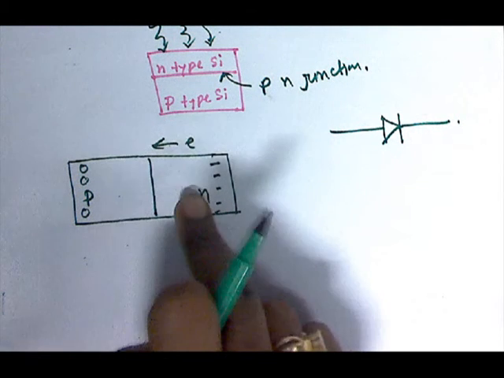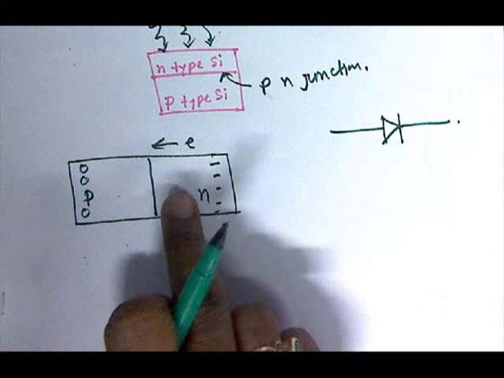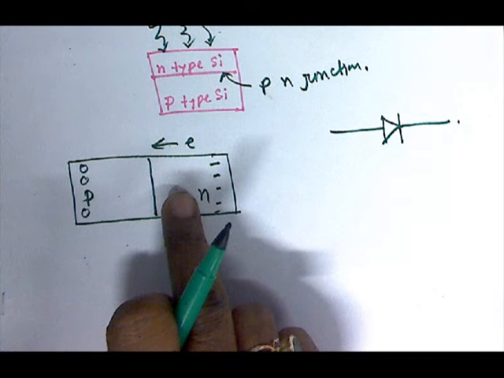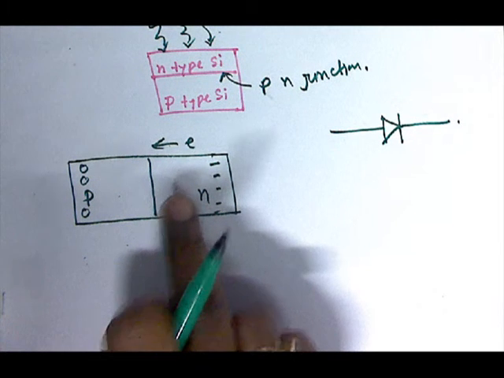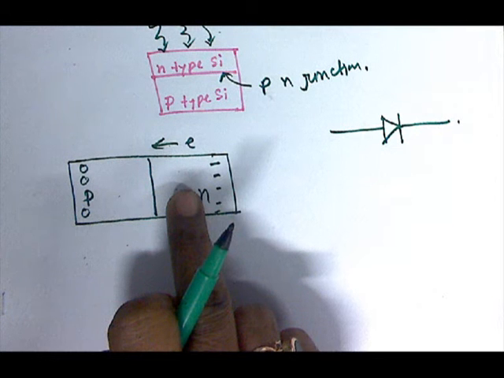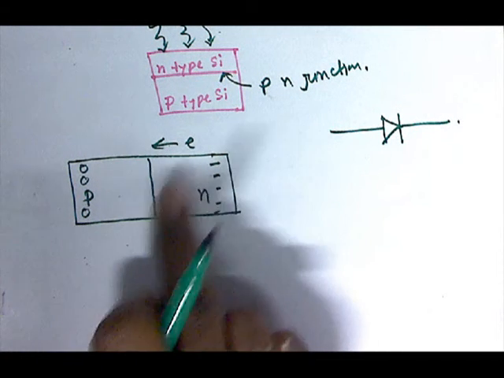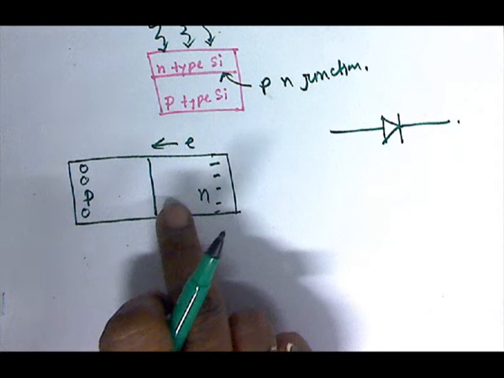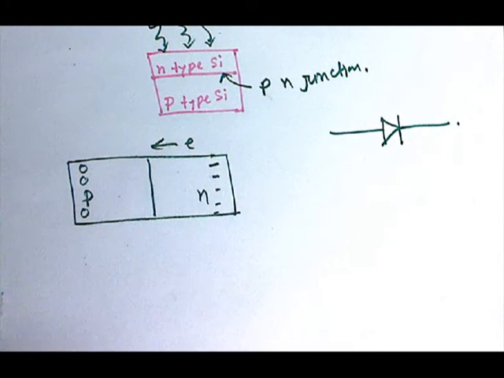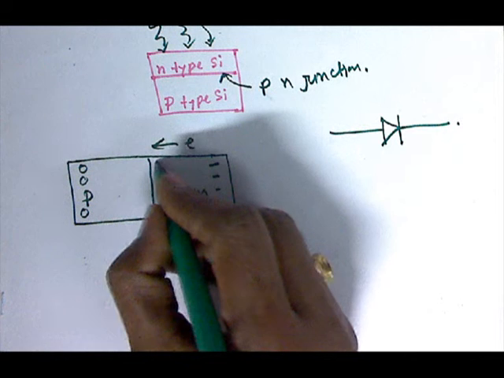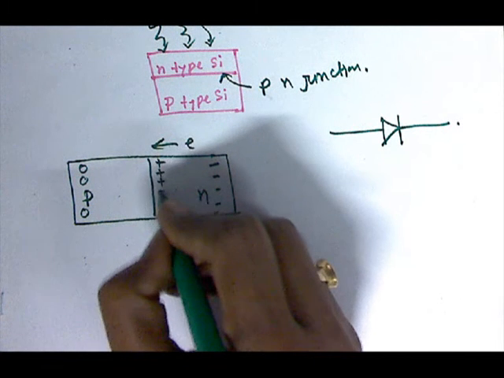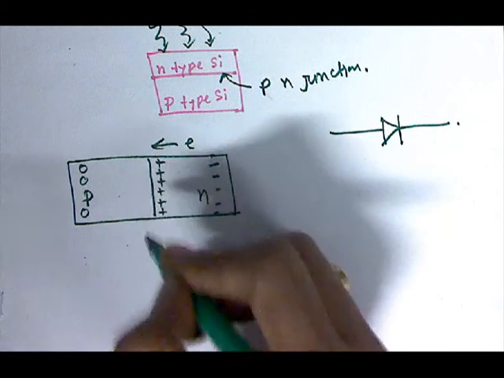In that way, the N region loses free electrons as they diffuse across the junction. This creates a layer of positive charges near the junction. That is, in the junction there is a layer of positive ions.